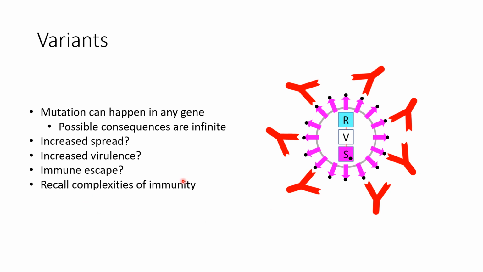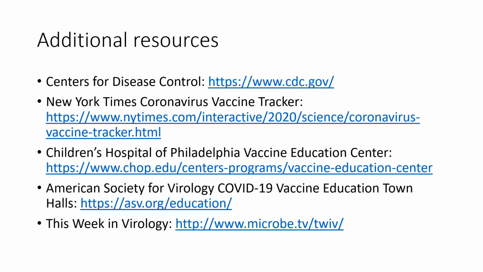But recall once again that the immunity is complex. There may be many other antibodies that react with this protein, and there's also the T cell response. So evading immunity is not a quick or simple process. It may require quite a few mutations. So there you have it. Viruses, vaccines, variants.